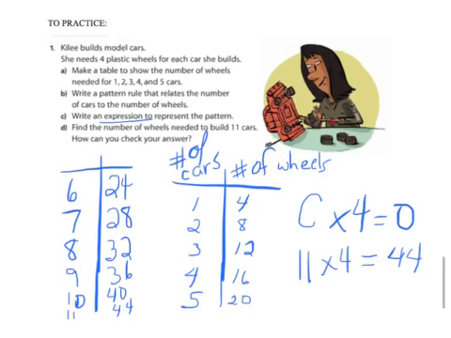All right, and if I check, I'm going up by 4 each time. So 20 plus 4 is 24, 24 plus 4 is 28, 28 plus 4 is 32, 32 plus 4 is 36, 36 plus 4 is 40, and 40 plus 4 is 44. So 11 would have 44 wheels, and so yes, our expression does in fact work.